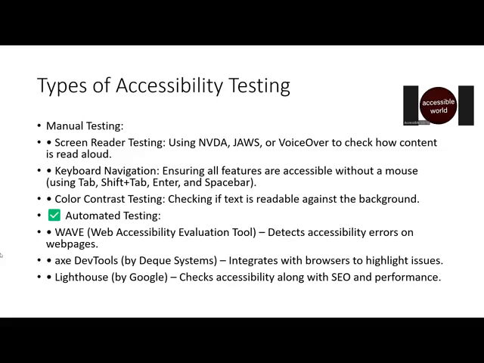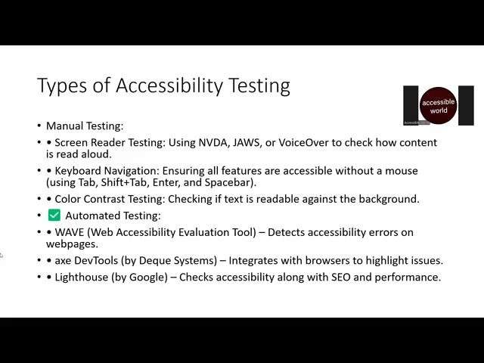Types of accessibility testing. What are the types involved in accessibility testing? Manual testing includes keyboard navigation and screen reader testing. Screen reader testing is very important during accessibility testing because most visually impaired users depend on screen readers. The complete website needs to be accessible with a screen reader. We will learn later how to perform screen reader testing.